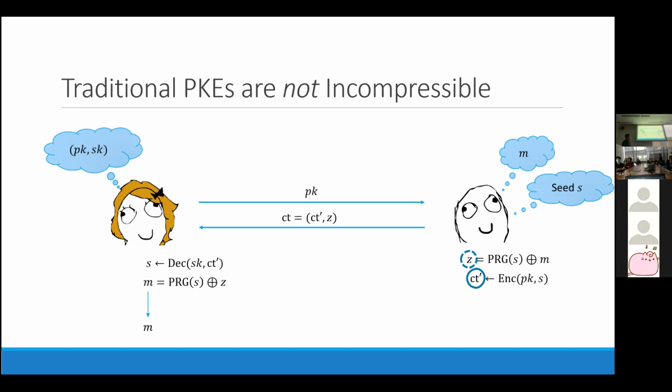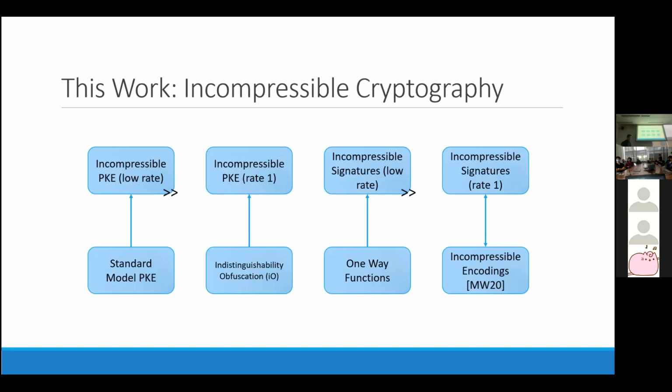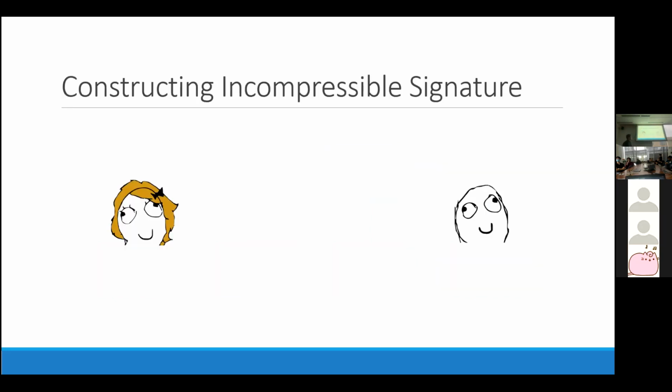Okay, so yeah, just naively combining 9 PKEs is non-incompressible. Next we're going to see quickly how we construct incompressible signatures. The construction is really straightforward, very intuitive.